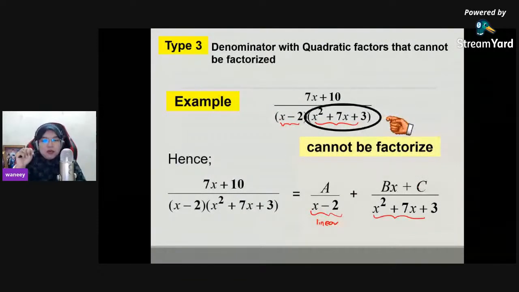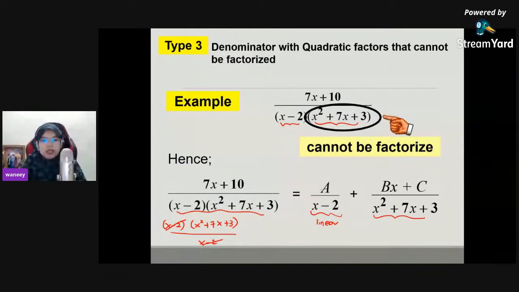The second step, where we need to have a common denominator. So do you guys remember last time what I told you to do to find out what should be multiplied with A? So I told you guys to take this denominator and then divide with the denominator for A. So in this case, we have x minus 2 multiplied with x squared plus 7x plus 3, and then we divide with x minus 2. So what we are left with is x squared plus 7x plus 3.